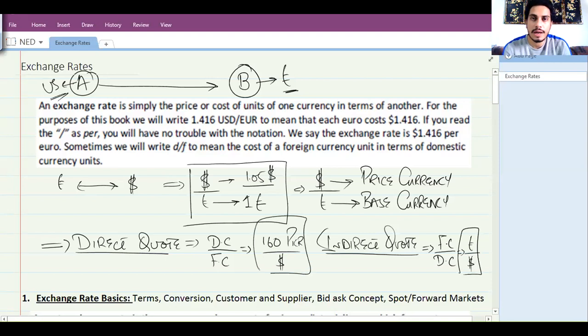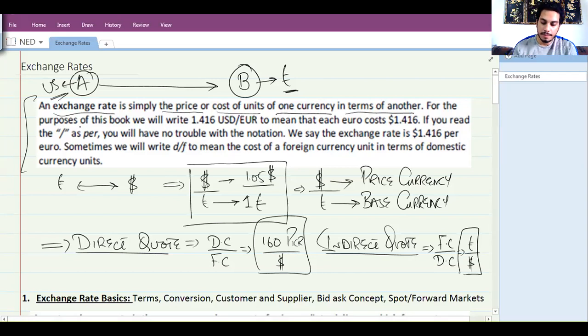One is said to be an indirect quote, and the other one is said to be a direct quote. So simply, I'm just reading out this paragraph. An exchange rate is simply the price or cost of units of one currency in terms of another. So it's simply pricing one currency in terms of another.